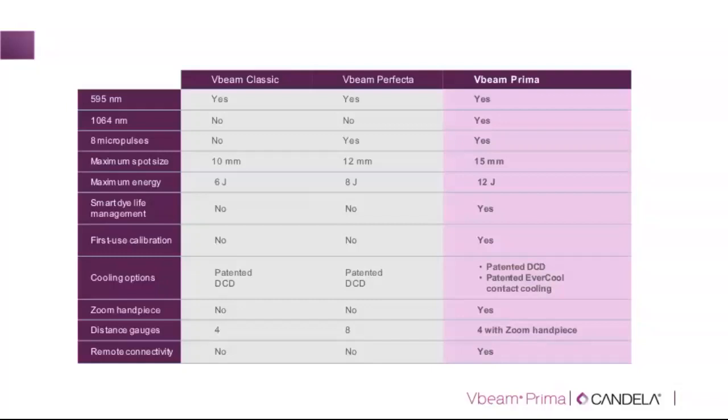One of the other advantages is the zoom handpiece that allows you to change the spot size with increments of 0.5 millimeter. So with the Vbeam Perfecta, currently you have a 5 millimeter spot, for example, and you have a 7 millimeter and a 10 millimeter, but you cannot choose 8 millimeter or 4 millimeter. With the Vbeam Prima, you are able to choose a 3, 3.5, 4, 6.5, 8, 8.5 millimeter, and you are able to adjust the spot size with your handpiece with increments of 0.5 millimeter, which means that particularly for smaller targets and for vessels, you are able to dial in exactly the spot size that is required.